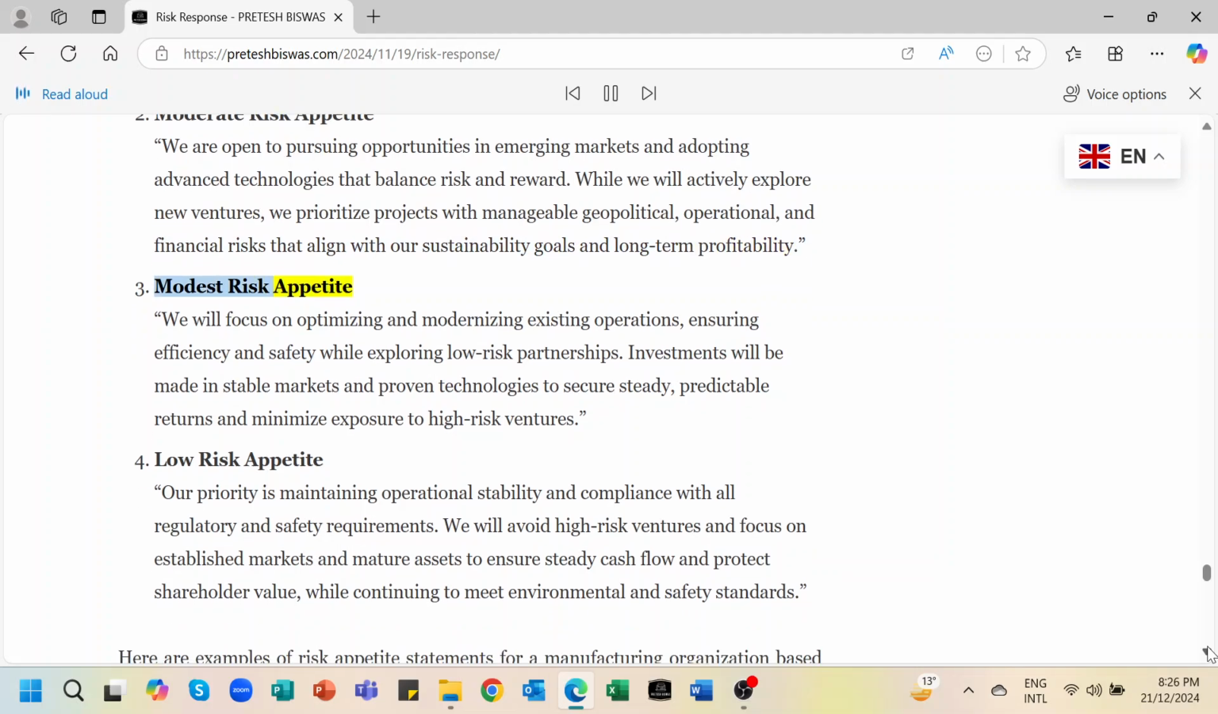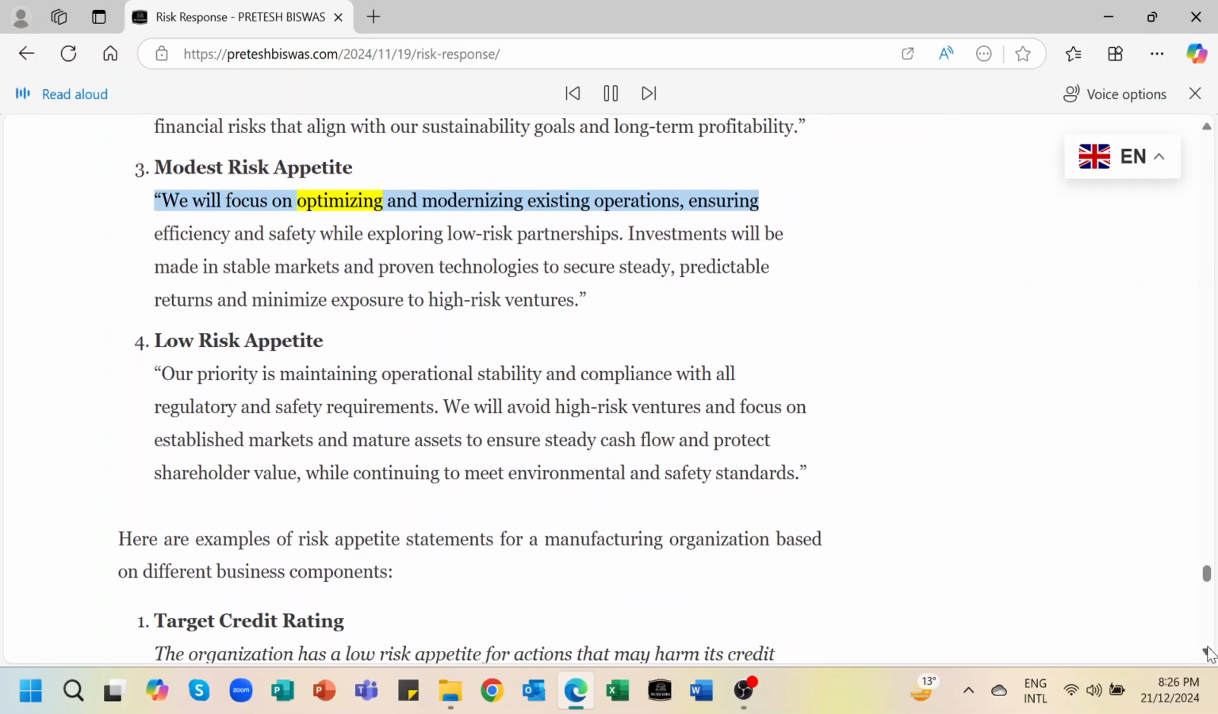Modest risk appetite. We will focus on optimizing and modernizing existing operations, ensuring efficiency and safety while exploring low-risk partnerships. Investments will be made in stable markets and proven technologies to secure steady, predictable returns, and minimize exposure to high-risk ventures.